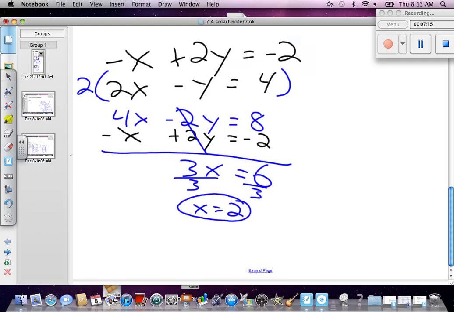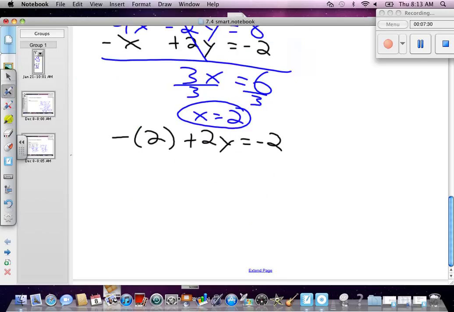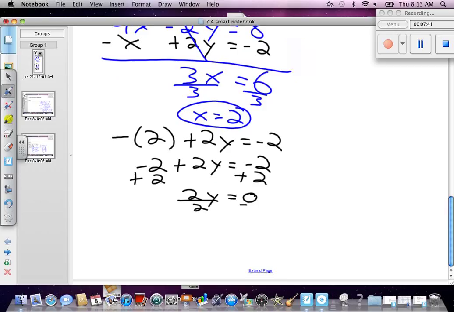Now I'm going to put it back in the original problem. I'm going to put it into the very top one. Yep, the negative x. So I'm going to go negative 2 plus 2y equals negative 2. I'm going to add 2 to both sides. Yep, 2y equals 0. Divide by 2, and what do I get for y? y equals 0. Okay, before I move on, are there any questions about part B?